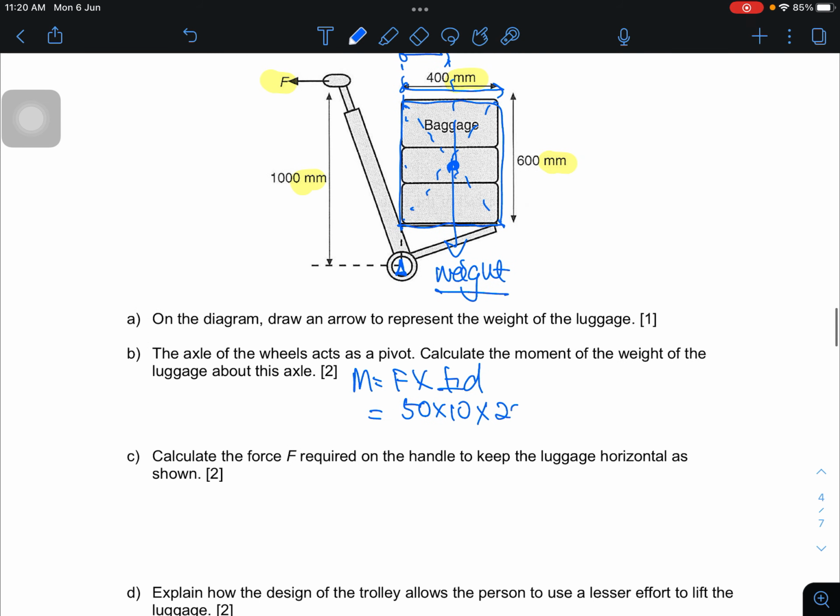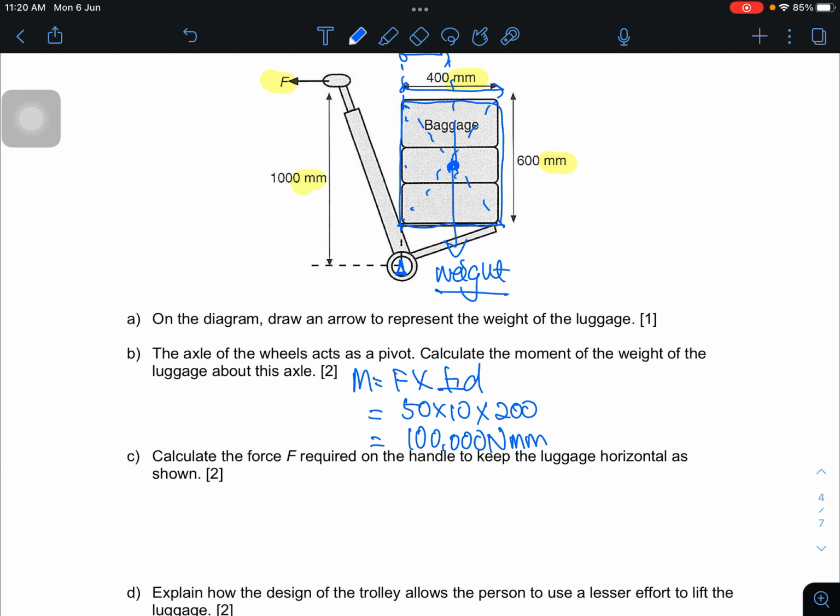Alright, so just multiply by 200 mm. It doesn't matter because the question never required us to change it to SI unit. So I'm just going to happily use 200 mm to find the answer. So it's 50 times 10, 500 multiplied by 200. I have 100,000 Newton millimeter.